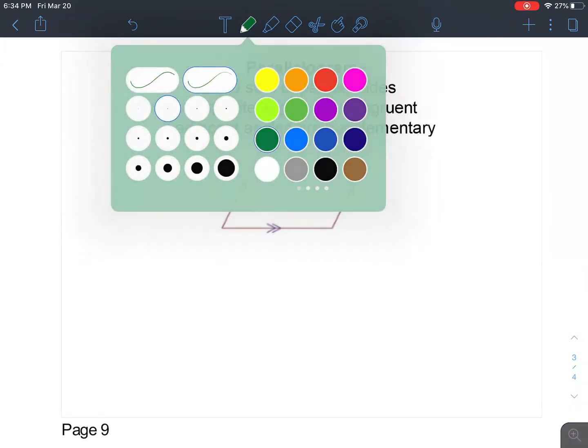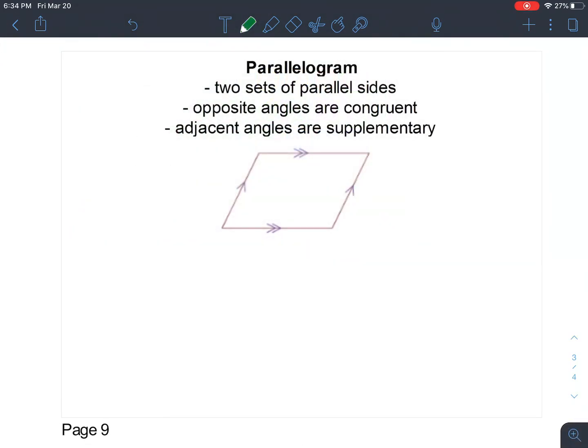All right, now our next shape is the parallelogram. So we have 2 sets of parallel sides. That's what these markings are. Those 2 sides are parallel. These 2 sides are parallel. Another thing that people often forget about a parallelogram is that its opposite angles are congruent.